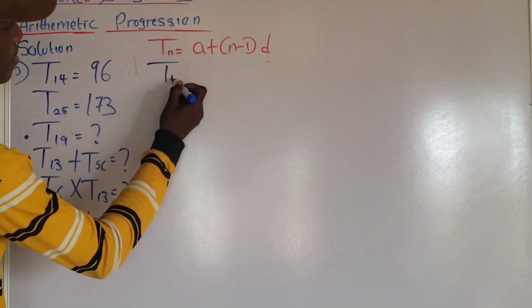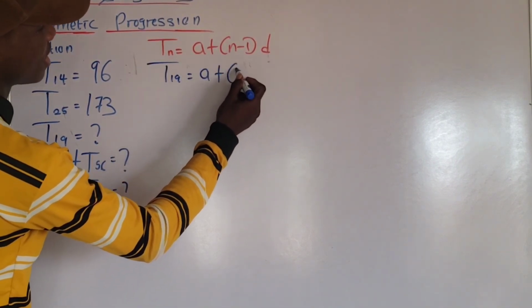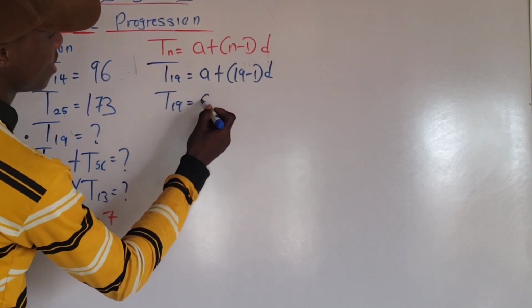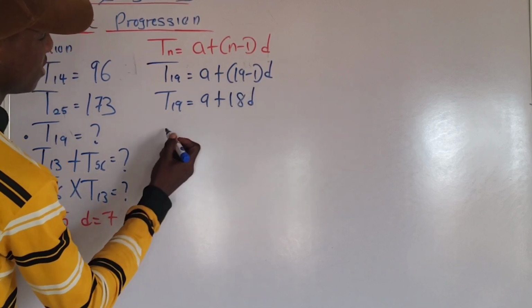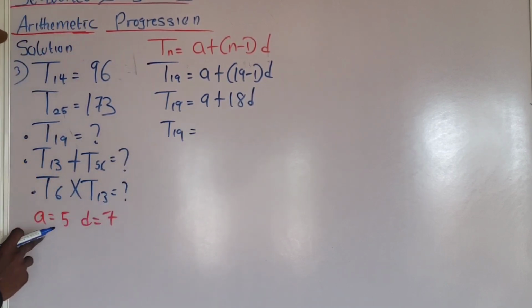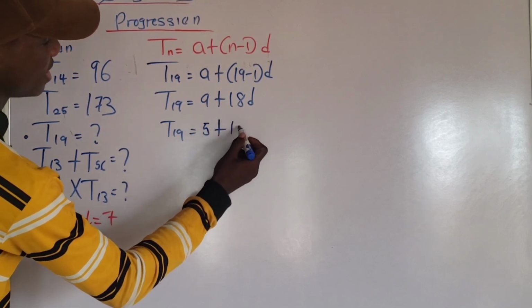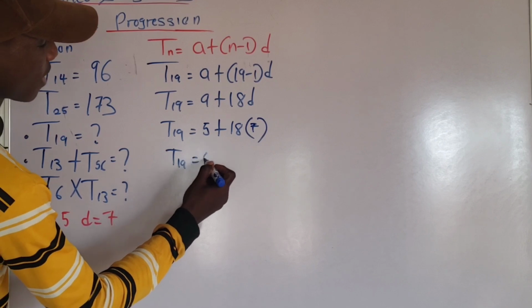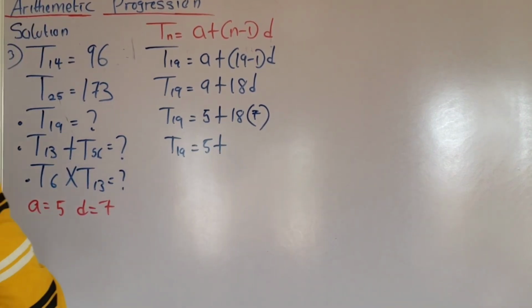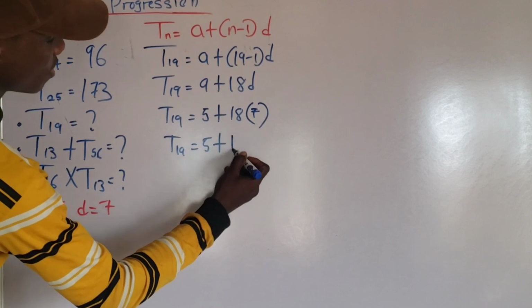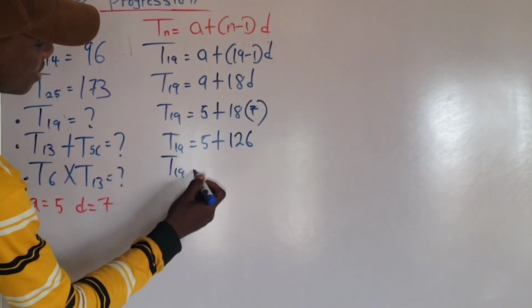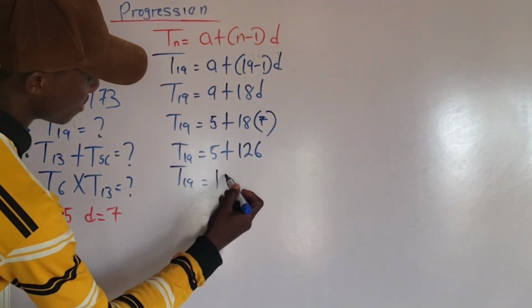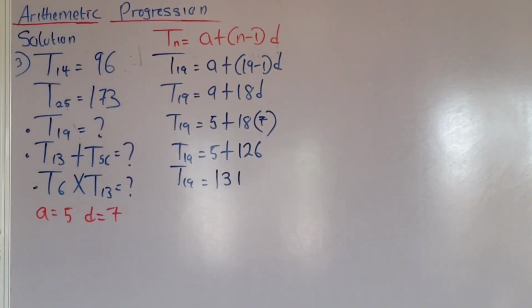The 19th term will be equal to a plus 19 minus 1 multiplied by d, which is the 19th term equals a plus 18d. a is 5, so I'm going to have 5 plus 18 multiplied by d. d is 7. So the 19th term is equal to 5 plus 18 multiplied by 7. That is 126. So the 19th term is equal to 5 plus 126, that is 131. So that is the 19th term.